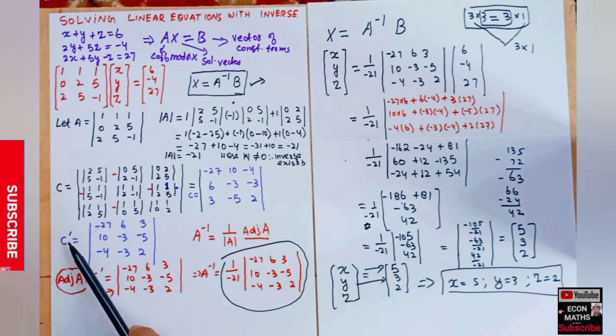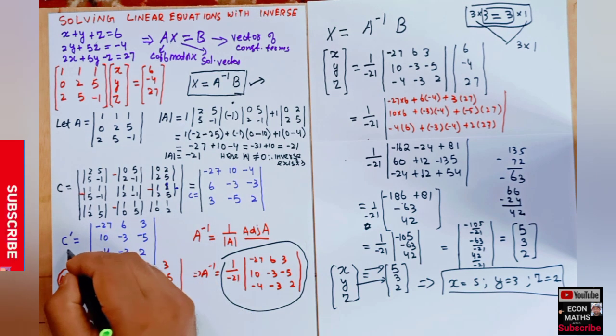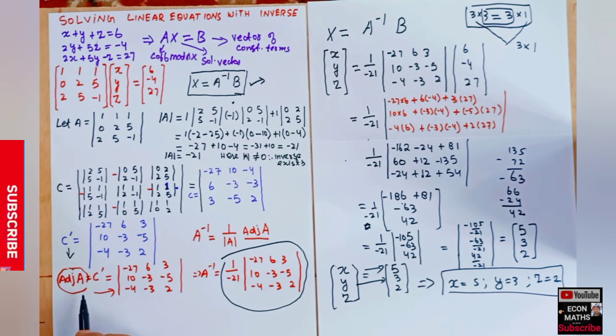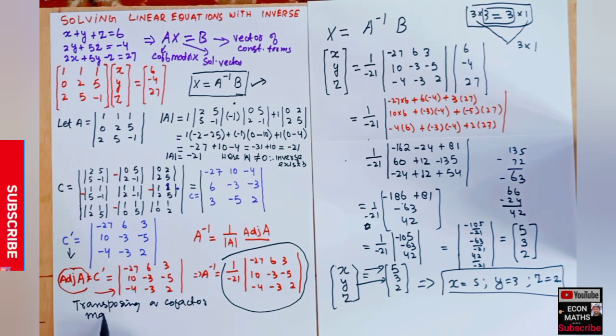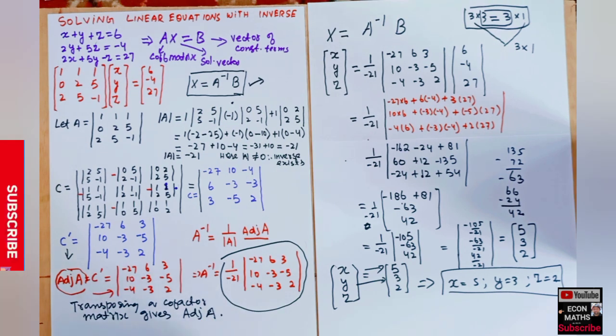Now transposing the cofactor matrix gives us the adjoint, that is, C dash is equal to A adjoint, ADJ. That is, transposing a cofactor matrix gives the adjoint matrix.